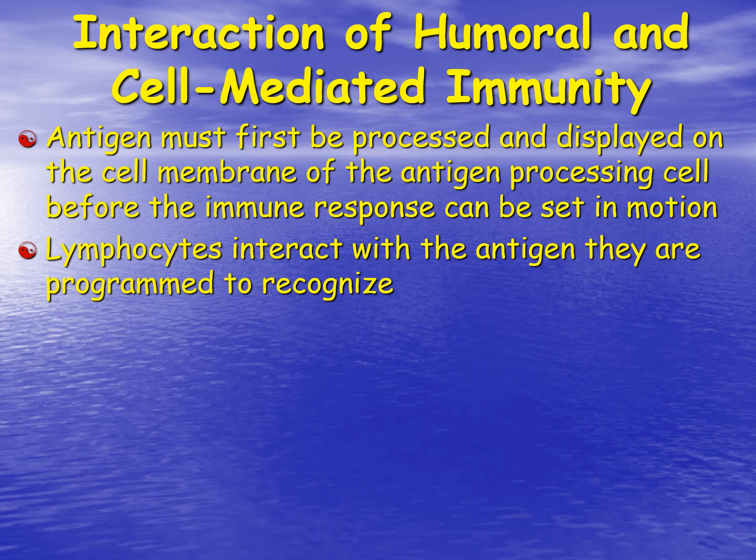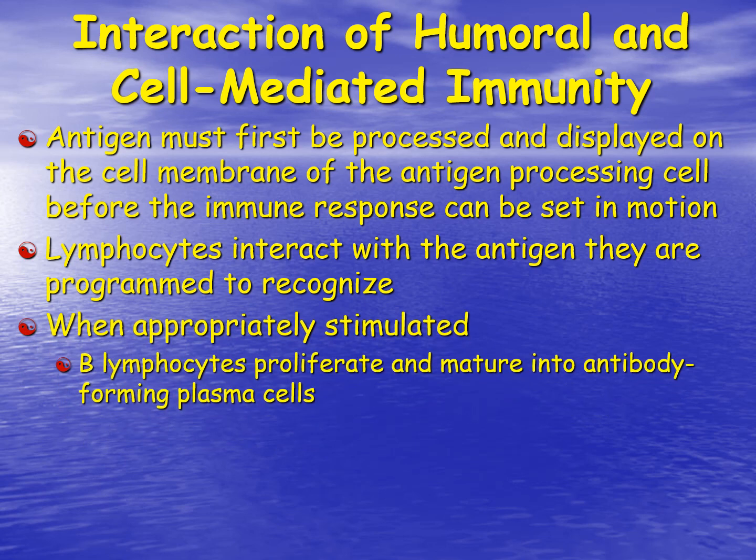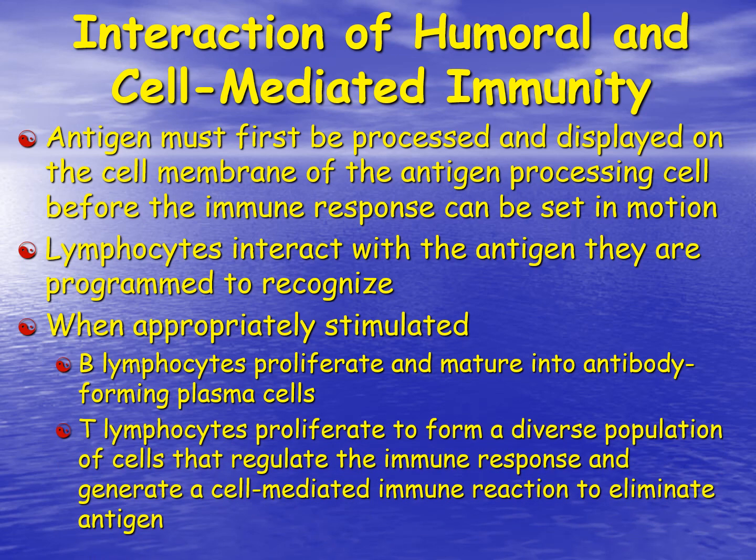Lymphocytes interact with the antigen they are programmed then to recognize from these antigen-presenting cells. When they are appropriately stimulated, the B lymphocytes proliferate into memory cells and plasma cells that then will produce antibodies to this specific antigen. T lymphocytes will proliferate into a diverse population of cells that regulate the immune response and generate the cell-mediated reaction to eliminate the antigen and whatever it is attached to.